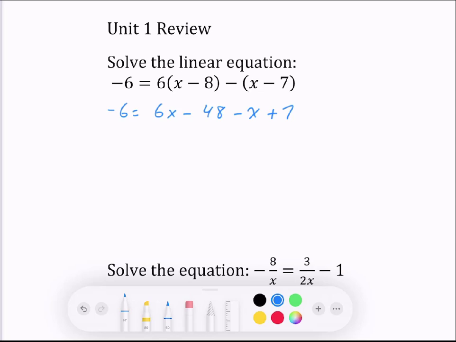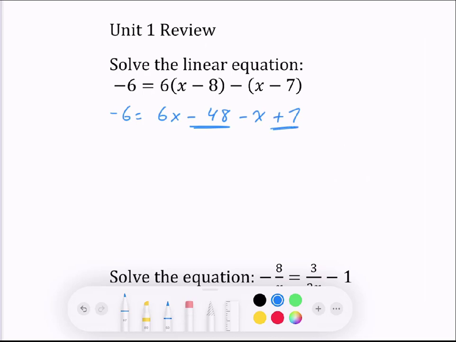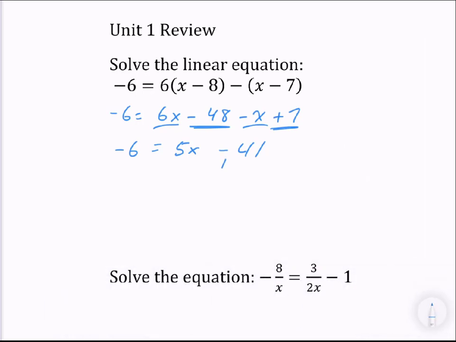Okay, now we can combine like terms. So we have negative 48 and plus 7, so that'll be negative 41. Okay, and then we do the 6x combined together with the minus x, that'll be 5x. So we have negative 6 equals 5x minus 41. Can add 41 on both sides. Okay, so negative 6 plus 41 is that 35? Okay, so 35 equals 5x. Yep, so x equals 7 because we'll divide by 5.